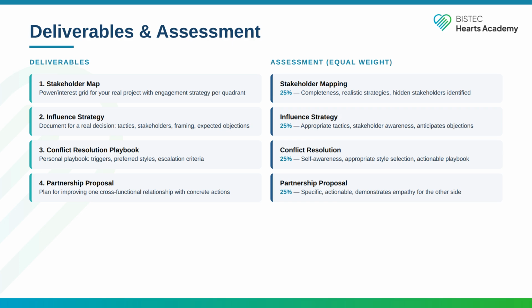Third, a conflict resolution playbook. This is personal to you. Identify your triggers, your preferred conflict styles, your blind spots, and your escalation criteria. Self-awareness is the foundation of effective conflict resolution. Fourth, a partnership proposal. Choose one cross-functional relationship you want to improve and create a concrete action plan. Specific actions, timelines, and success criteria. Demonstrate that you understand the other side's perspective and priorities.